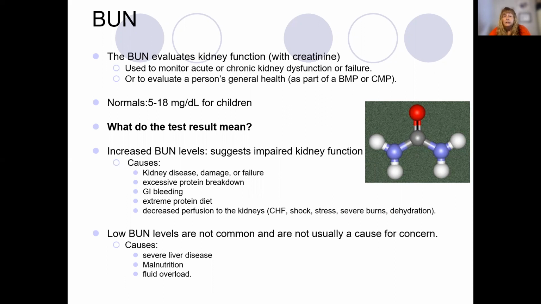An increased BUN suggests there's impaired kidney function, which could be caused from excessive protein breakdown, kidney disease or damage, GI bleeding, a high protein diet, or decreased perfusion to the kidneys because of shock, or CHF, or stress, or dehydration. Low BUN levels are not common and are not usually a cause for concern. Usually, if you see them, it's due to severe liver disease, malnutrition, or fluid overload.